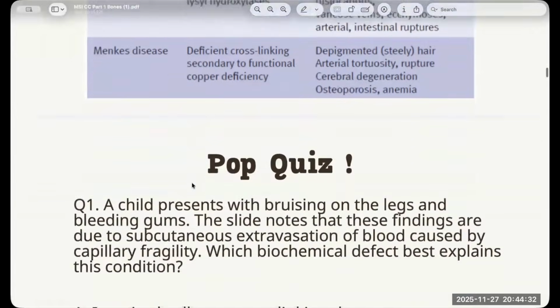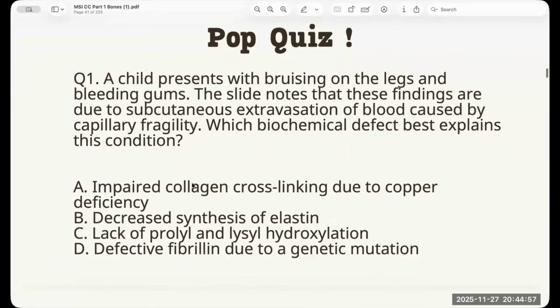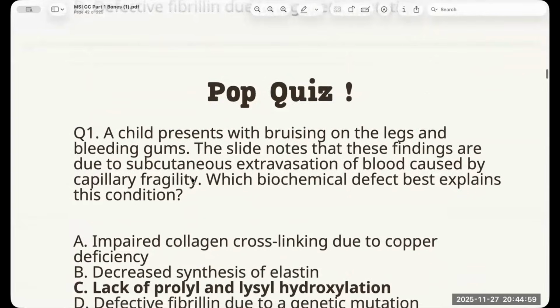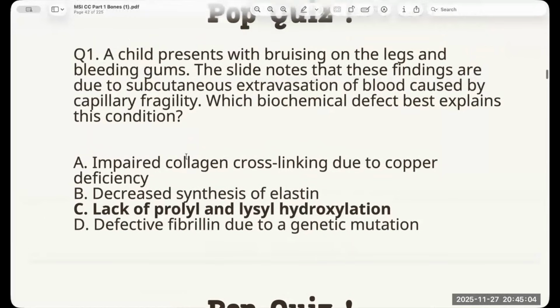And that is it for the second biochem lecture. And with that, there are some questions here just to test our knowledge. So a child presents with bruising eyes and bleeding gums. The slide notes that these findings are due to subcutaneous extravasation of blood caused by capillary fragility. Which biochemical defect best explains this condition? Talked about this. It is the, I'm giving you guys time, lack of prolyl hydroxylation. All right, so scurvy.